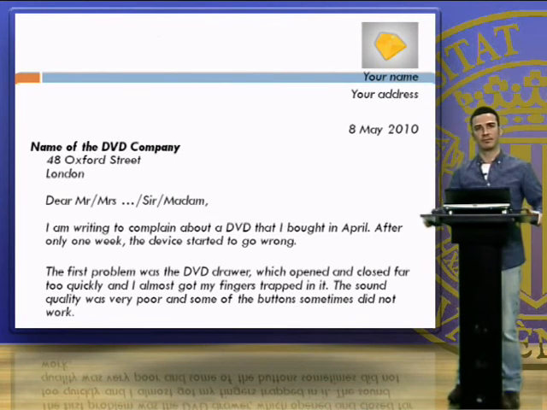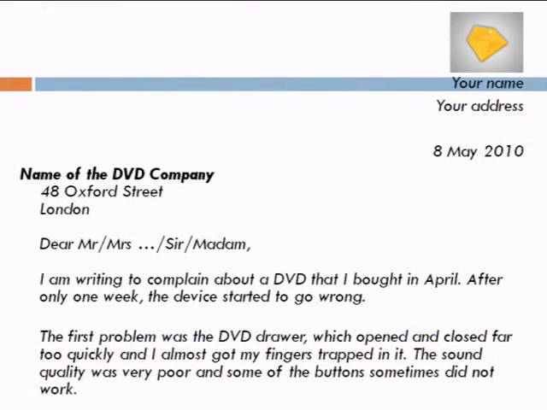I am writing to complain about a DVD that I bought in April. After only 1 week, the device started to go wrong. The first problem was the DVD drawer, which opened and closed far too quickly, and I almost got my fingers trapped in it. The sound quality was very poor, and some of the buttons sometimes did not work.